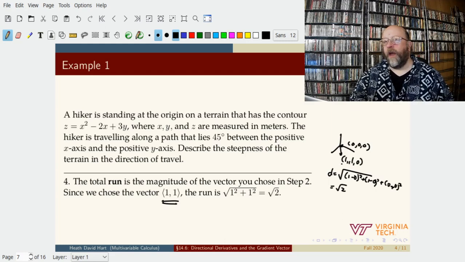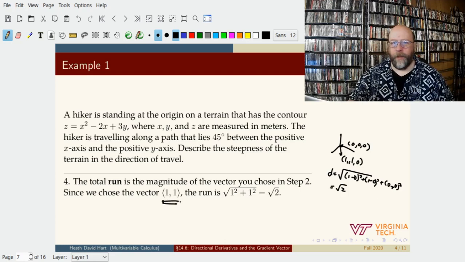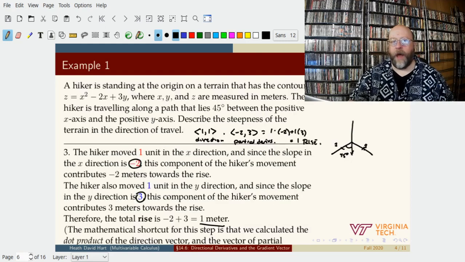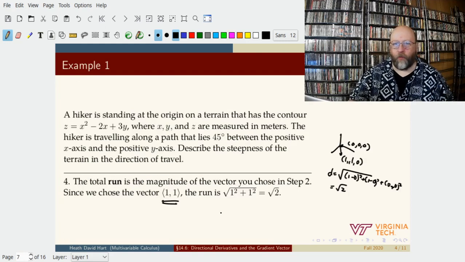This is just the distance formula. It's how far we traveled along the xy plane. Okay? So that's the run. It's just a distance formula. It's what the length of this vector is. And so we have the rise and we have the run.